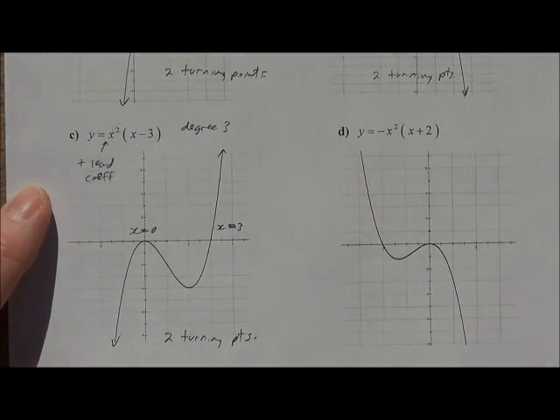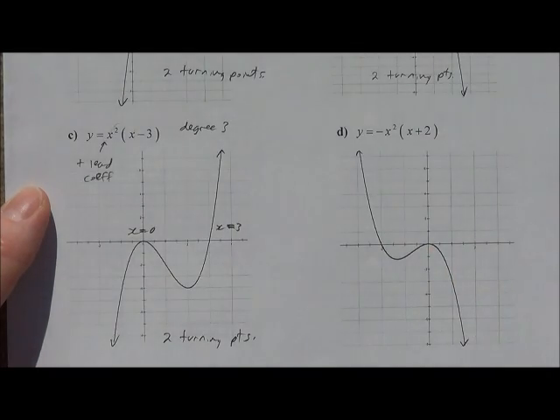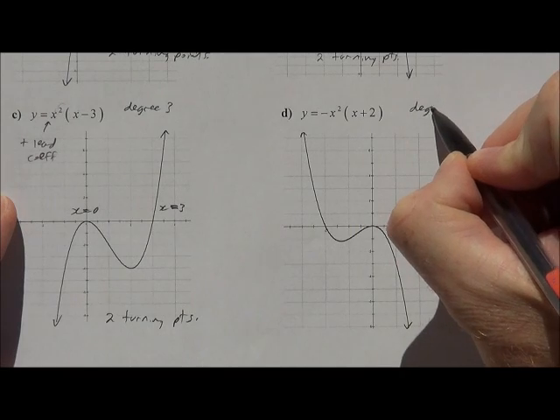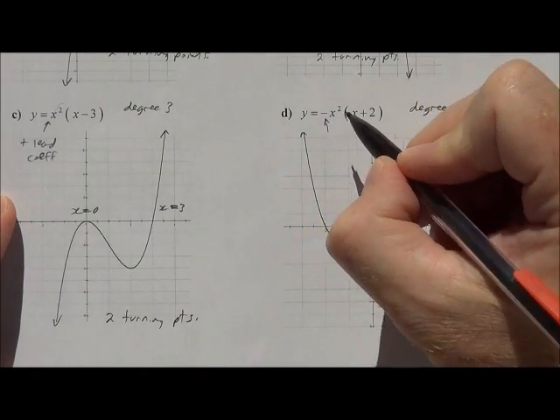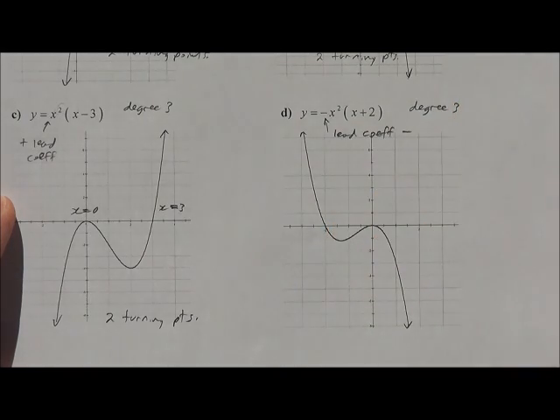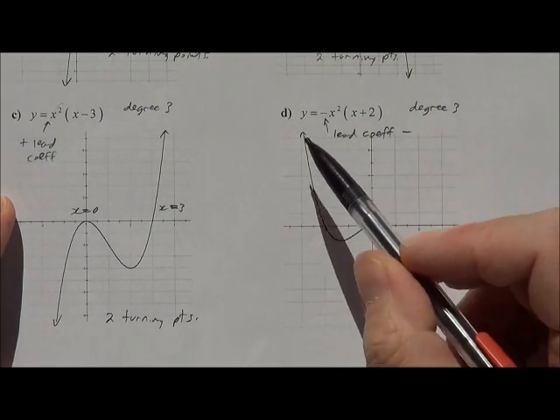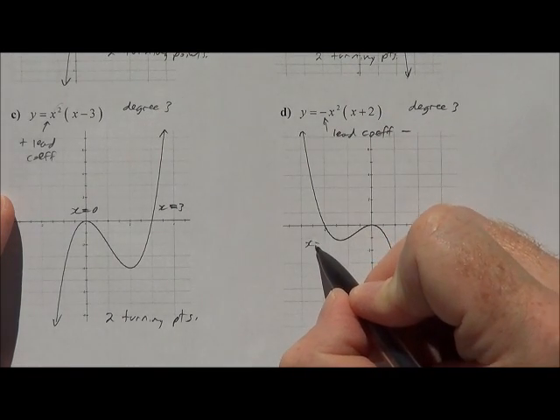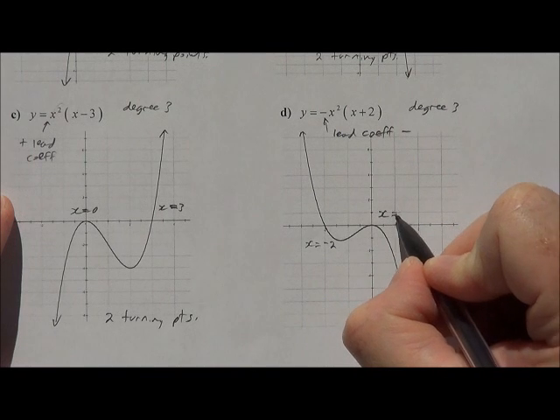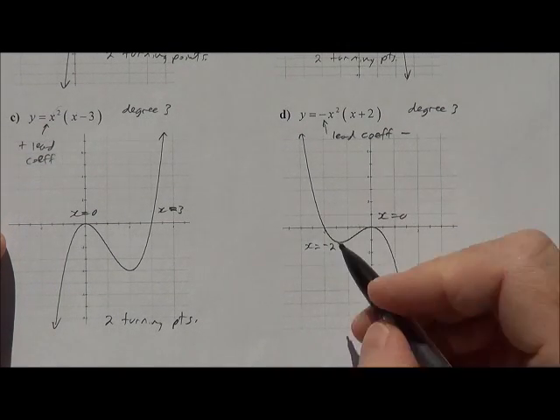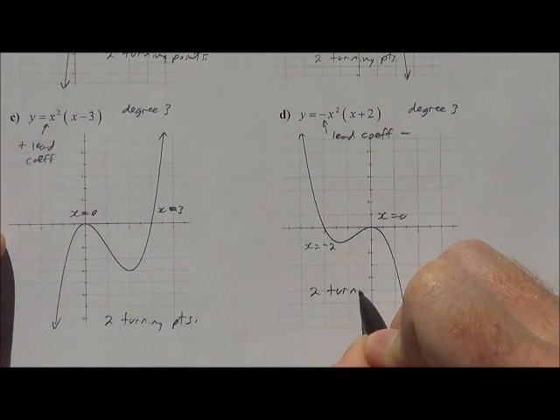And for part D, again, degree of 3. Lead coefficient is negative, generally decreasing from left to right, and these zeros are x equals negative 2 and x equals 0, and the ends go in opposite directions. And 1, 2 turning points.